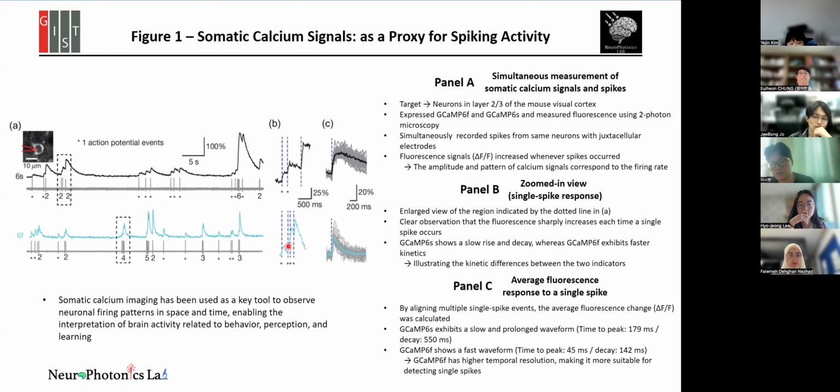Panel C shows the average fluorescence response obtained by aligning and averaging multiple single spike events. GCaMP6s exhibits a slow and prolonged waveform, whereas GCaMP6f shows a fast waveform. This indicates that GCaMP6f has a higher temporal resolution, making it more suitable for detecting single spikes.